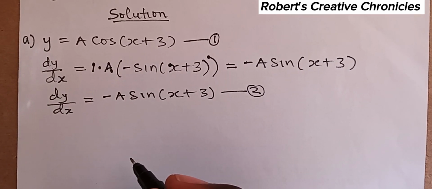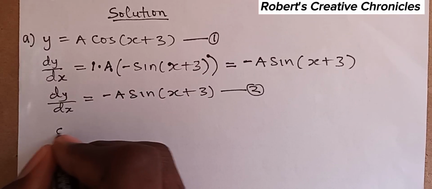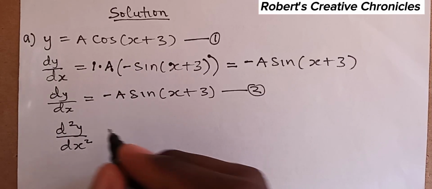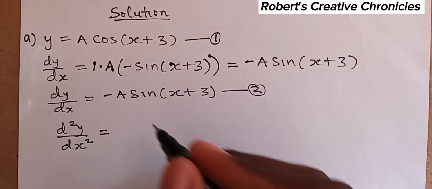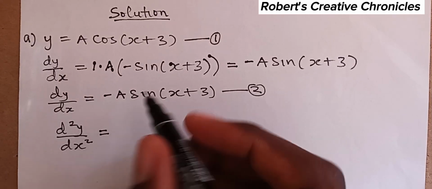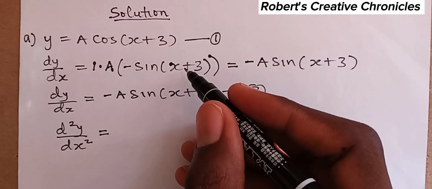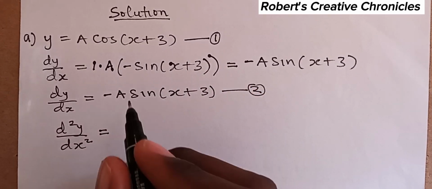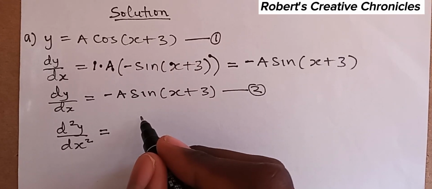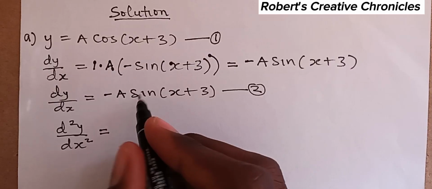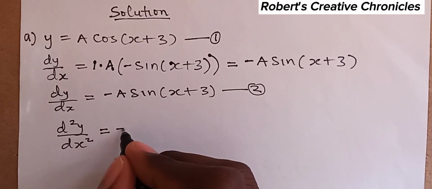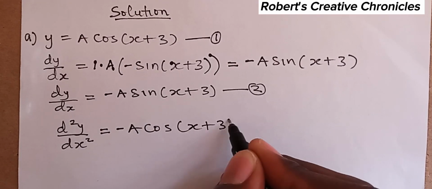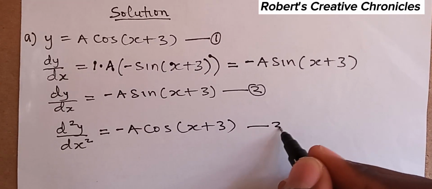Now we'll differentiate it for the second time. d squared y over dx squared is equal to, using the same way we did this, the derivative of a function, we'll differentiate the internal function, which is 1. The outside function is sine, the derivative of sine is cos, so it will be minus a cos(x + 3). So this will be our third equation.